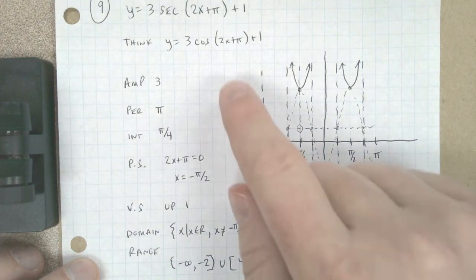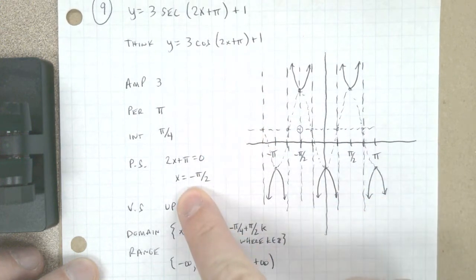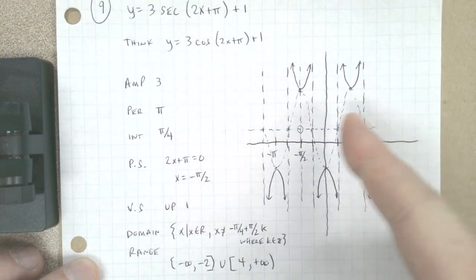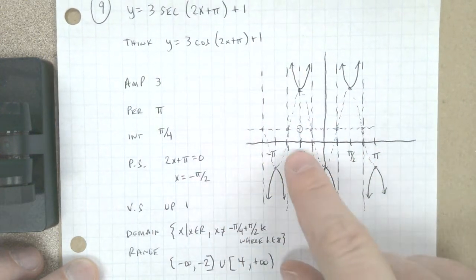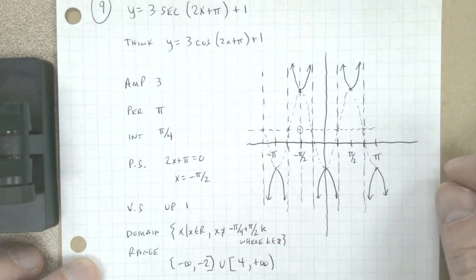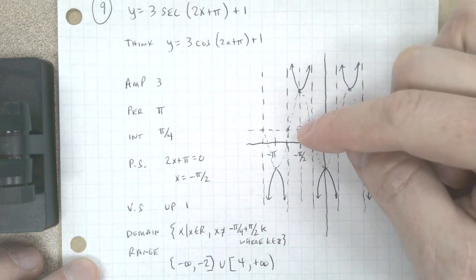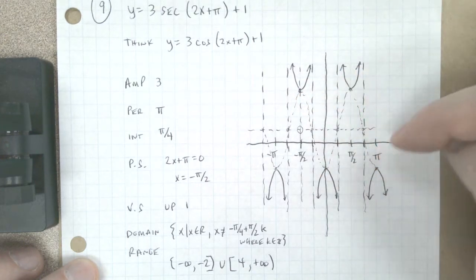The phase shift, we're going to set what's in the parentheses equal to 0, so you end up getting negative pi halves for our phase shift. So we're going to move it over to negative pi halves, and then we're going to move it up 1. So here's my new origin there where the circle is. Notice since we're thinking cosine, we're going to start at the highest point, which is 3. It's going to go down. So I've sketched the dotted line of the cosine curve.